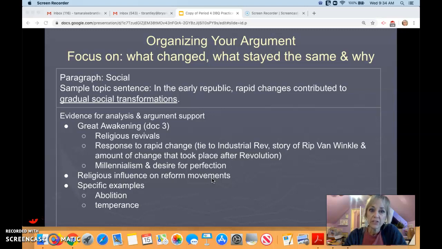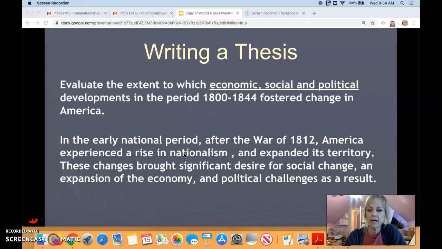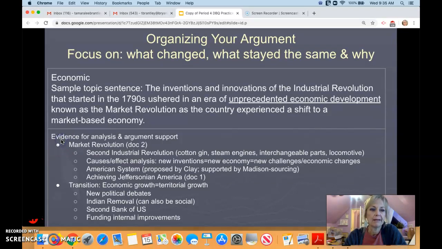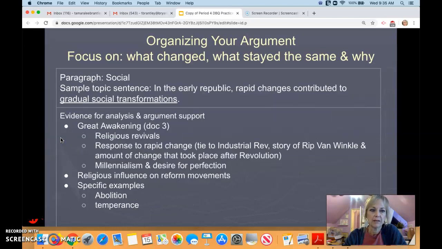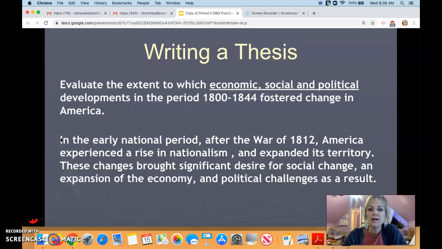Another thing that you might want to do that would help you to get the complexity point is if we started here and we could say something like, although there were continuities, or talk about what stayed the same. Then you have a paragraph, a couple of sentences that talks about what stayed the same. You might want to go back.